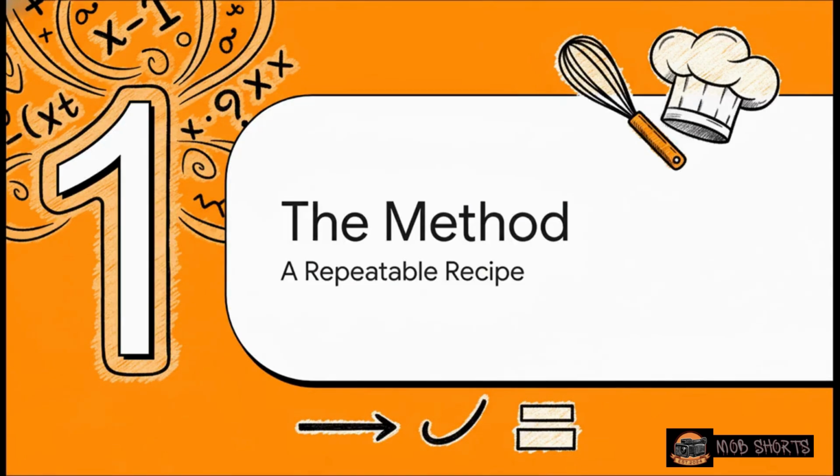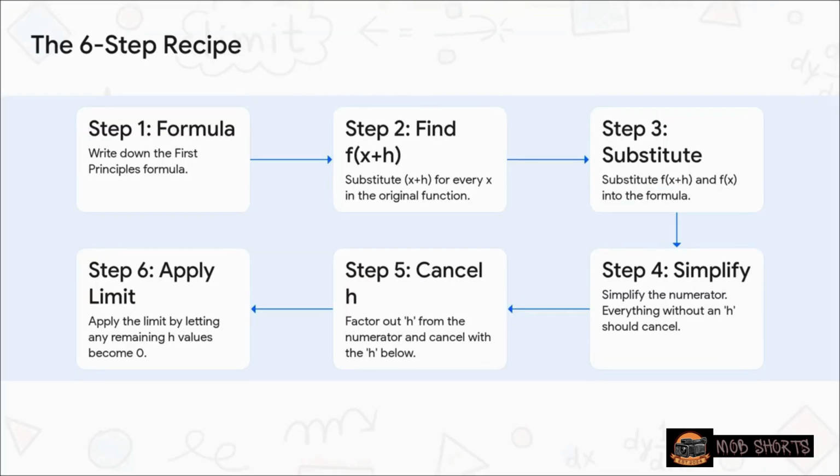So, how do we use this thing without getting totally lost in the weeds? Well, we're going to use a simple recipe, a 6-step plan that, and this is the best part, works every single time no matter how messy the function looks. Let's walk through it. So here it is, our 6-step recipe.